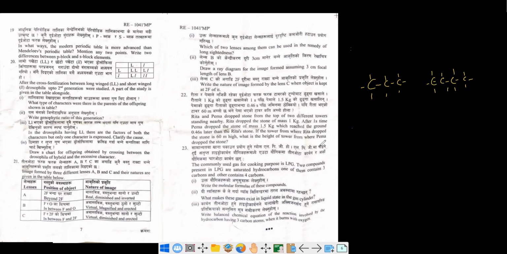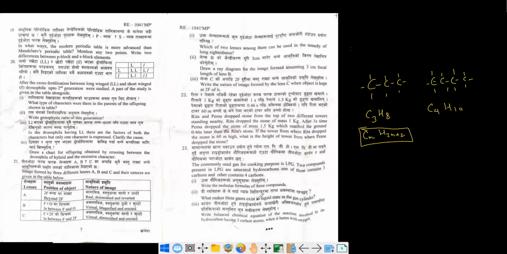So for the molecular formula of these compounds, this is the structural formula. The molecular formula is C3H8, and here C4H10, or you can simply use the formula CnH2n+2. Okay, this is a common formula for saturated hydrocarbons.